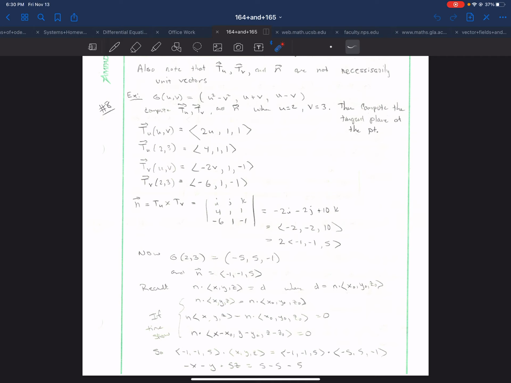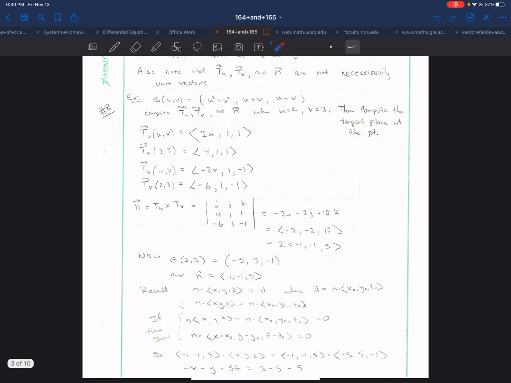T sub v then, take the v derivative, it's negative 2v. Take the v derivative, it's 1. Take the v derivative, it's negative 1. Plug in 2 and 3. We only need the 3 there to wind up with this spot. Once I have those two, I can cross them, and so there's the cross product. I went through, and this is the answer, but pulling out a scalar doesn't change the direction, and so I'm going to use that as the normal vector.